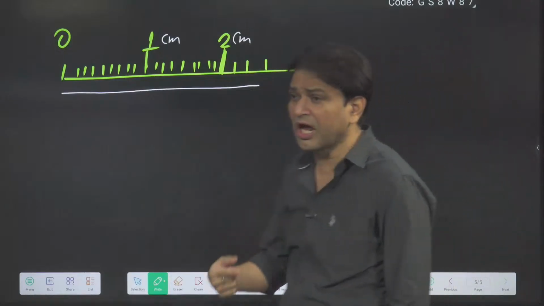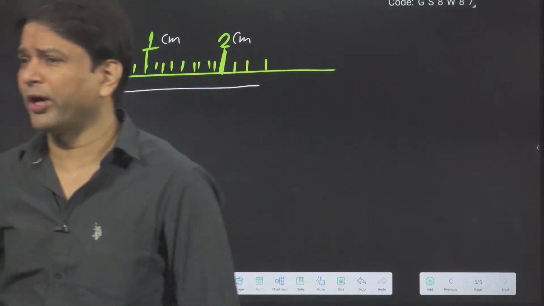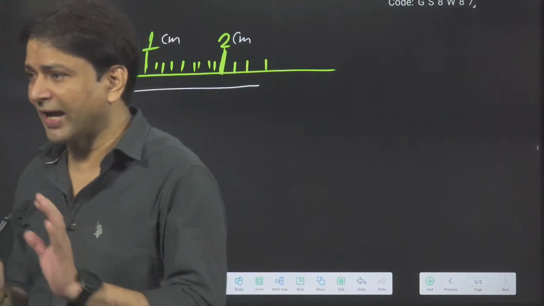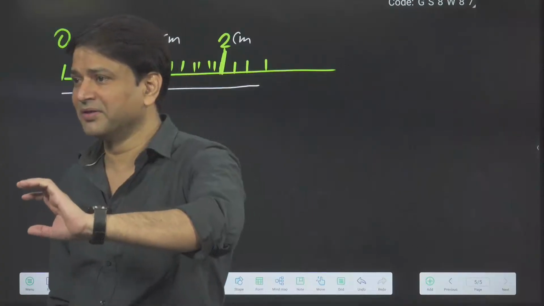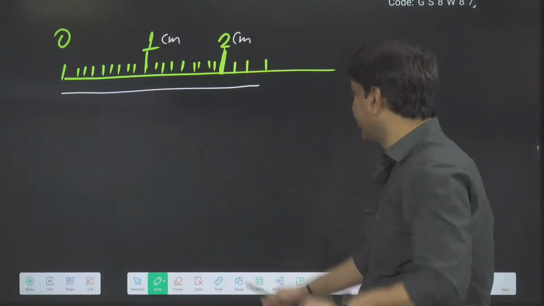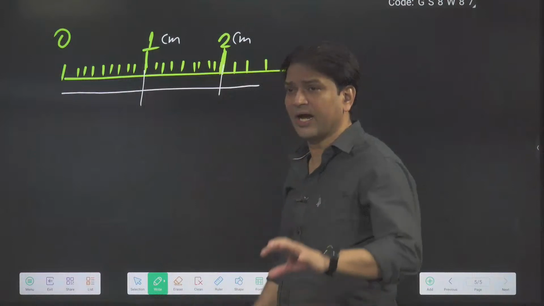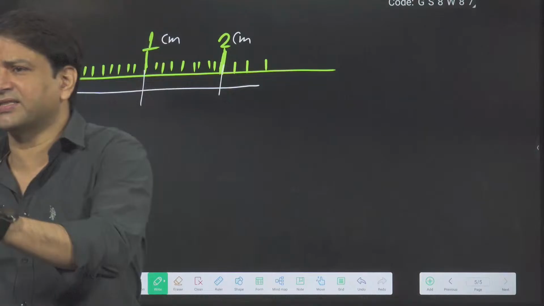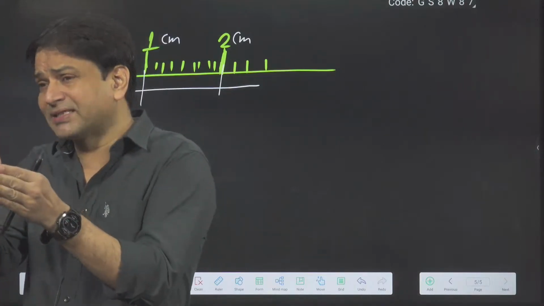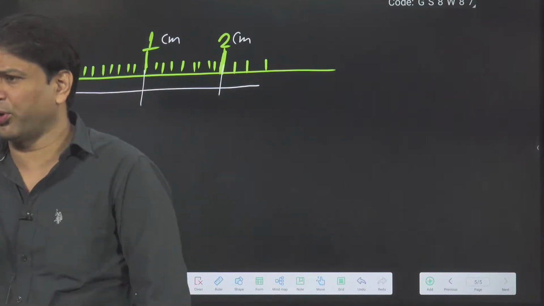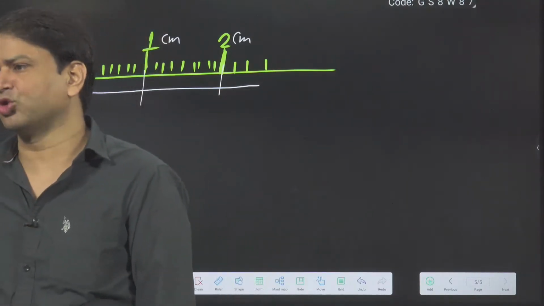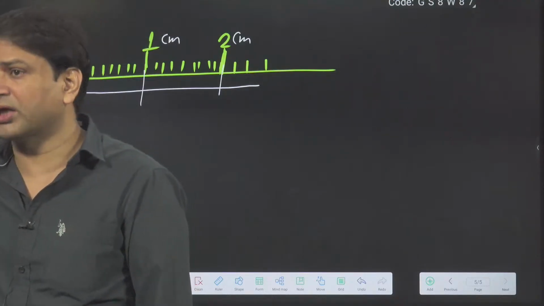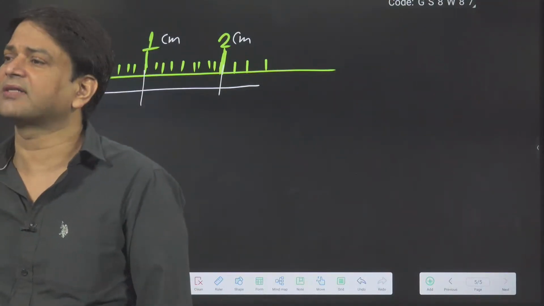Now, somebody is writing 2.2, somebody is writing 2.3. So the only problem is what? Nobody is saying 4 point something. So here 1, here 2. Everybody is sure about the 2 point. The only problem is that somebody is thinking the measurement crosses 2.2. That's why they are taking it as 2.3. Somebody is thinking it has not reached 2.3. That's why they are saying 2.2.